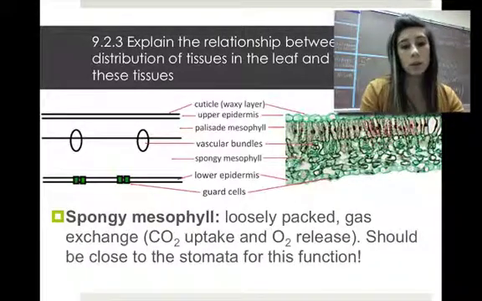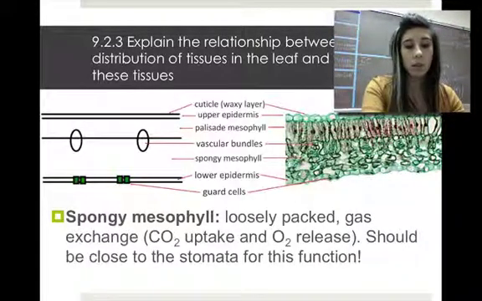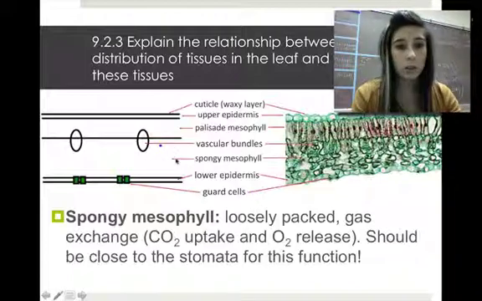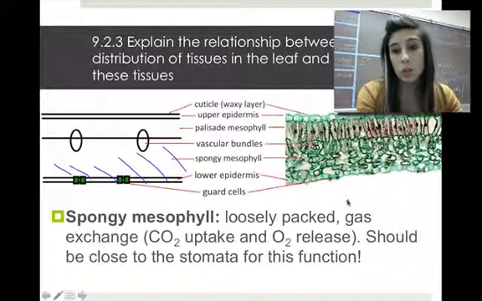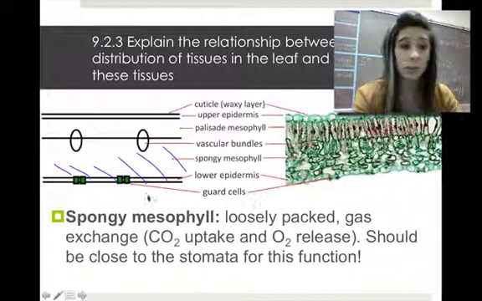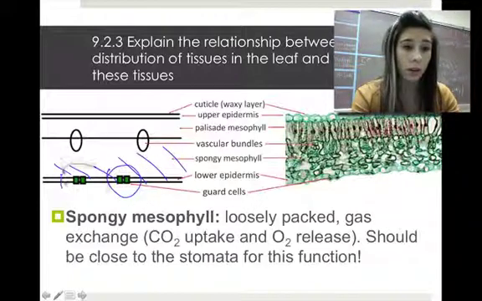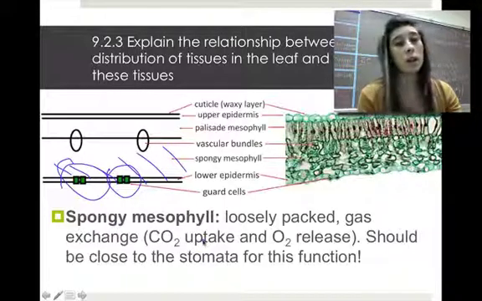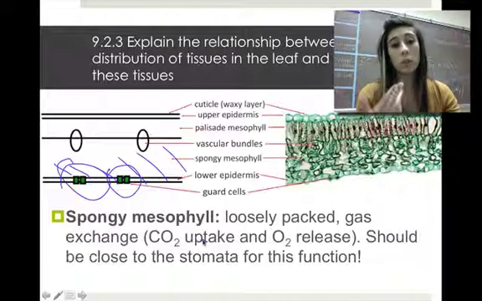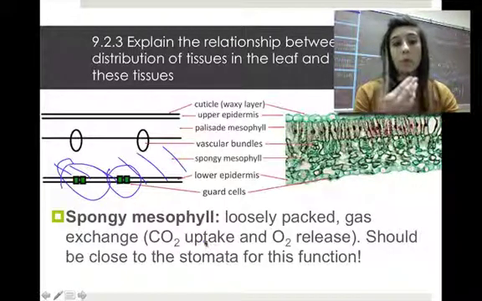And then within the spongy mesophyll, it's loosely packed, and so we're looking right here, okay? And this, it doesn't need as much chlorophyll, so we're not going to see many of the cells have chloroplast contained there. And it should be closer to the stomata, because within the stomata, which are going to be located right here, okay, the responsibility is for gas exchange, right? So carbon dioxide and oxygen gas exchange is happening within those stomata.